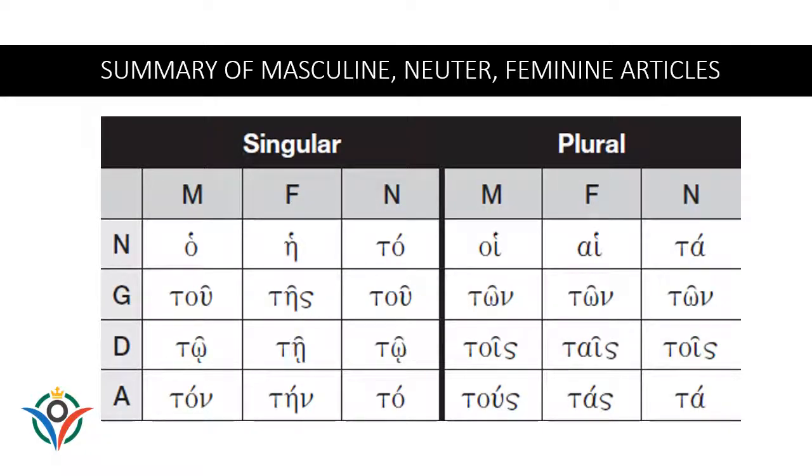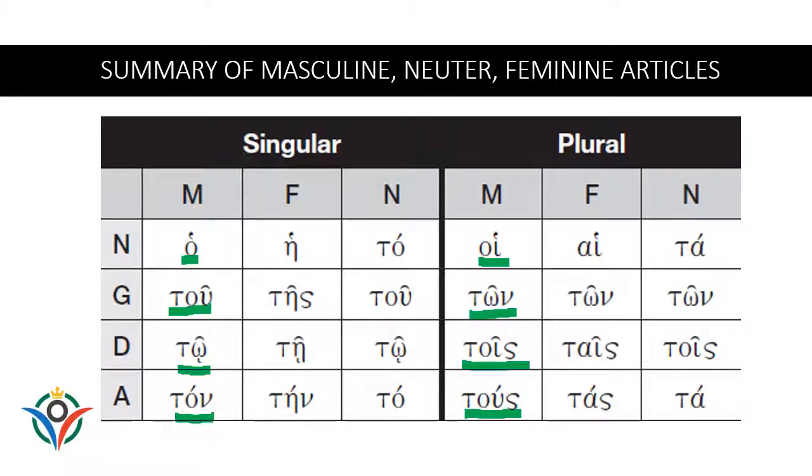All right, now we have officially learned all the masculine, neuter, and feminine articles. So here is a summary of all the articles together. Let me go through them one more time with you. Starting with the masculine singulars, we have ho, tou, tō, and ton, and the masculine plurals are hoi, tōn, tois, and tous.